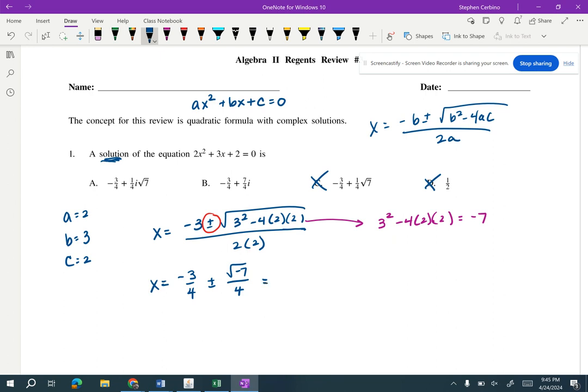Now, because that square root has a negative in it, we can get rid of that negative and make it into the imaginary unit i. So we have i square root of 7 over 4, because we remember that i is the same thing as the square root of negative 1. So we get answer A. Now that looks a little different, and that's because there's really a 1 here, which makes the fraction 1/4. Same thing.